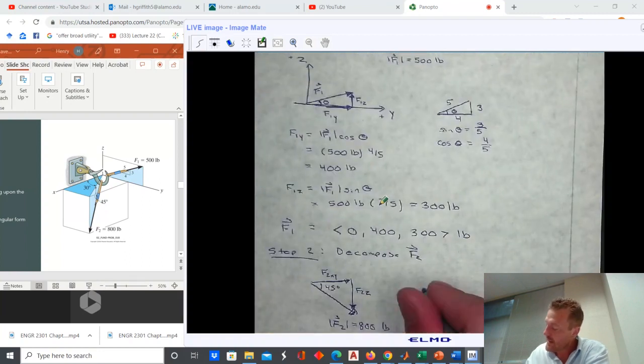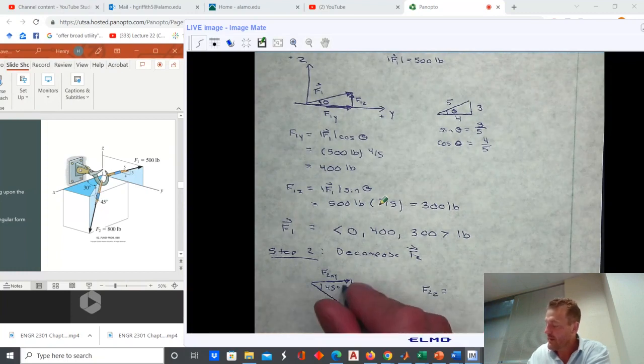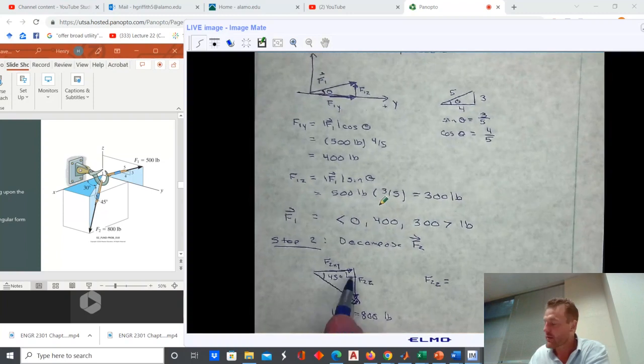And what that means is that I can get the z component of F2 by, again, just applying Pythagorean's theorem, right? Because remember, that's a right triangle. The magnitude of the vector corresponds to the length of the hypotenuse of this triangle. So it's just going to be 800 relative to the angle that I am given. The z component is opposite for 45 degrees.